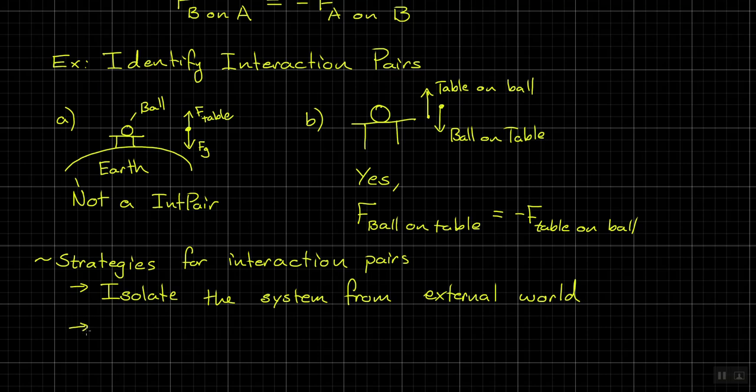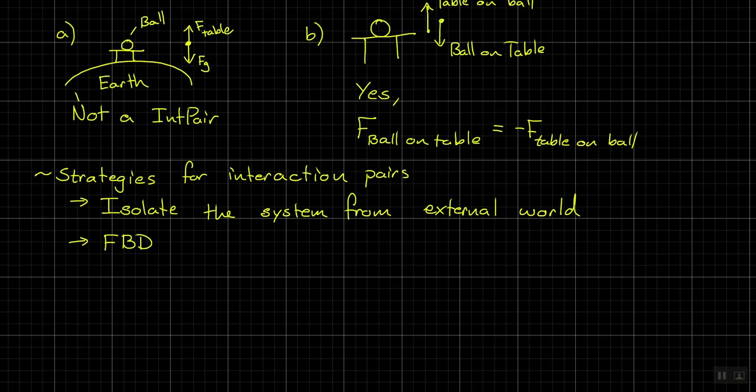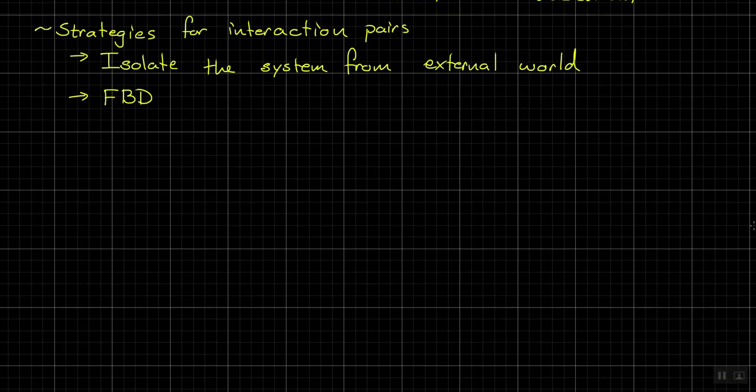Beyond this, when we're drawing our free body diagrams, FBD, and we have interaction pairs, it is common practice to connect these interaction pairs with dashed lines. We want to make sure that we can see clearly where this actual third law is applying.